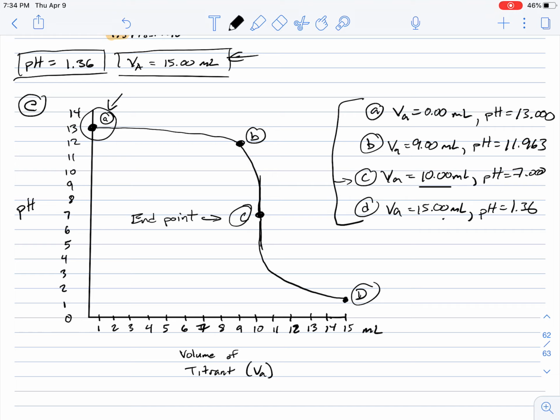All right, that's pretty much it. In the next video, we'll talk about strong base, weak acid titration curves.